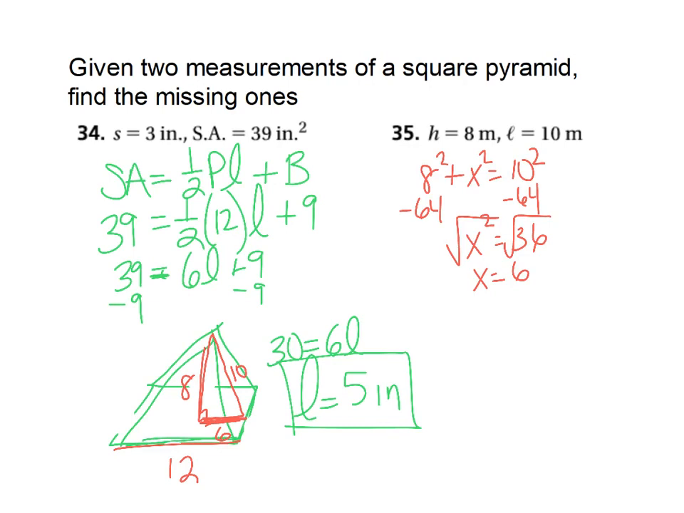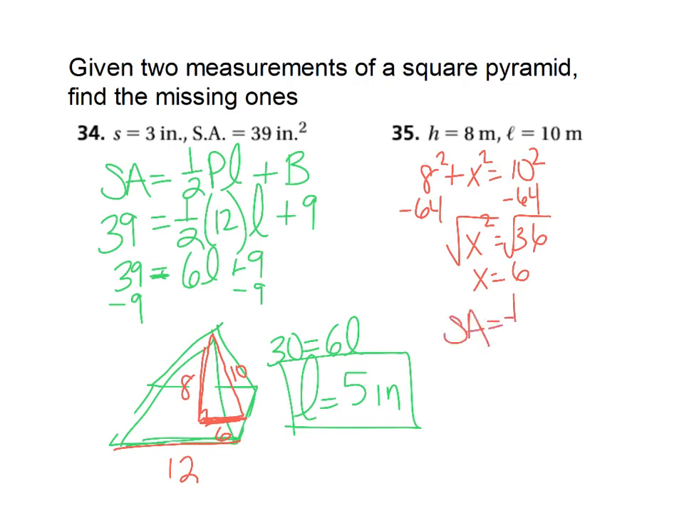If you look at your formula, we don't know surface area, 1/2. The perimeter, now that I know that this is 12, I could find perimeter. Slant height I know was 10. Area of the base I can find since I have the side length. So in this one, we're looking for surface area. That's what's missing.